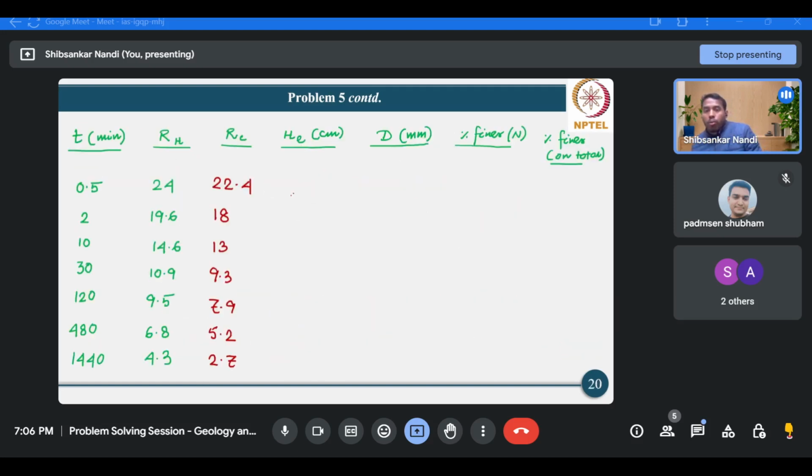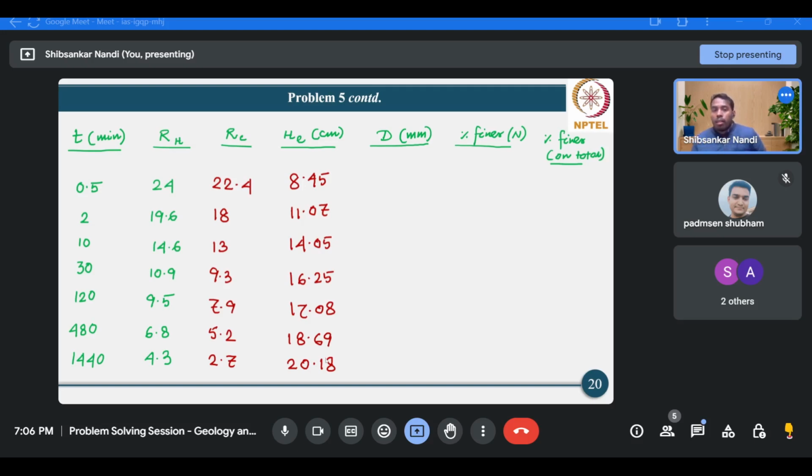So this value would become 8.45. In this way you can calculate the effective depth for other readings as well. Please calculate at your home. So 11.07, then 14.05, then 16.25, then 17.08, then 18.69, and finally 20.18.